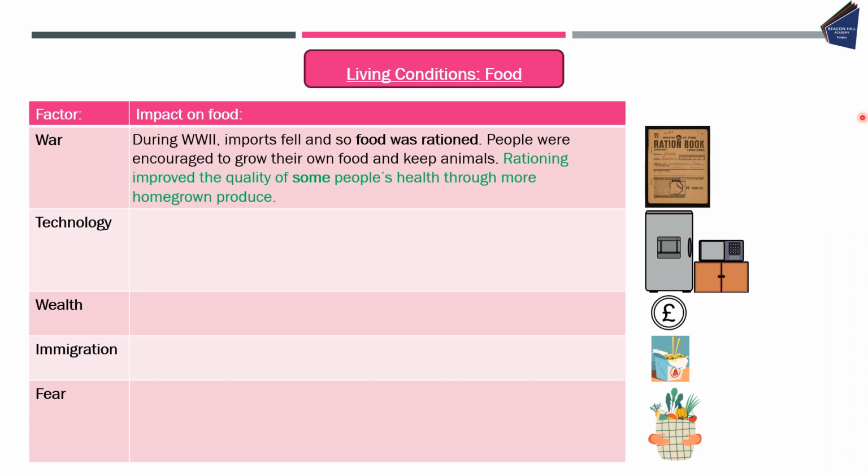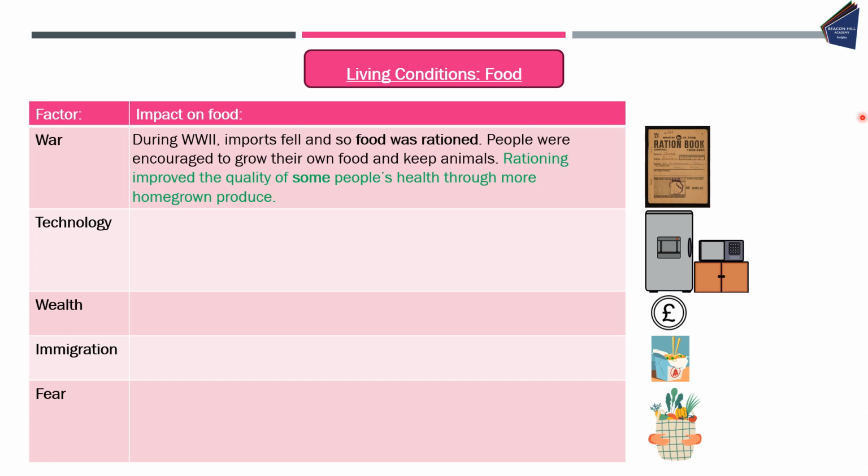People were encouraged to grow their own food and keep animals, and rationing actually improved the quality of some people's health due to more homegrown produce being available. So there was food available for people, but this was limited, but some people actually benefited from this.